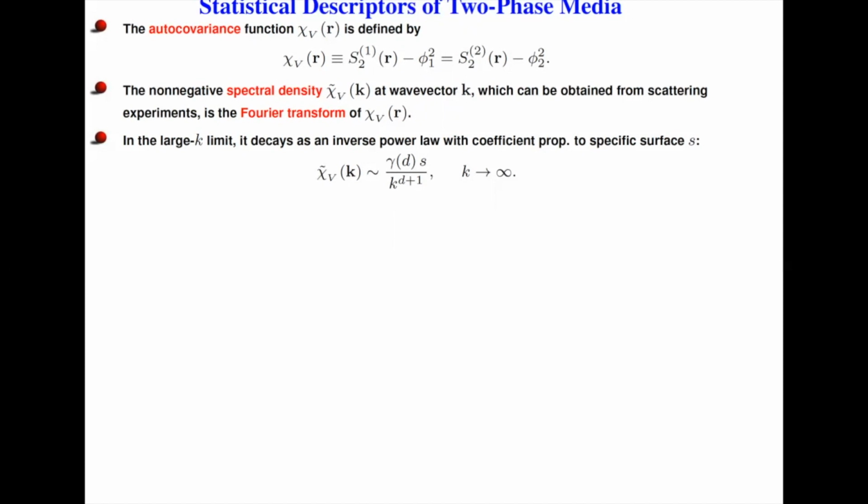Now, if you take the Fourier transform of this quantity, you get the spectral density at a wave vector k. And this can be obtained from scattering experiments. So you might be familiar with very well-known papers from the 50s by Debye, where they were doing small angle scattering. And this is exactly the quantity that you would get from small angle scattering. In the large k limit, this quantity, the spectral density, decays like an inverse power law, with a coefficient that is proportional to the specific surface.